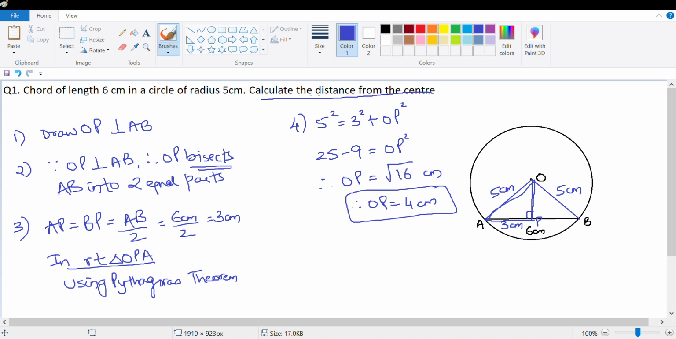So what is the question? Distance from the center. Therefore, the distance of the chord from the center is 4 centimeter.